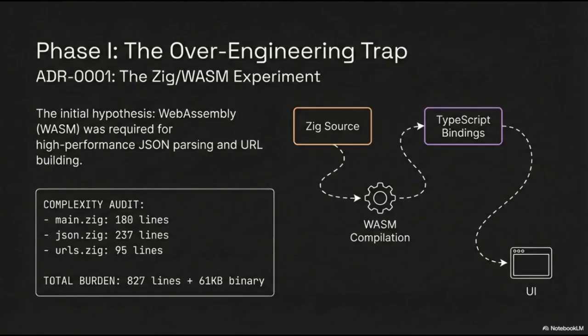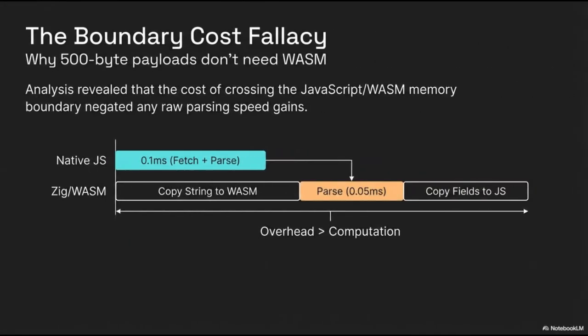As the diagram illustrates, the pipeline required compiling Zig source into WASM and then generating TypeScript bindings before the data could reach the UI. This experiment served as a vital lesson in the significant architectural weight that premature optimization can add to a project. Let's examine the boundary cost fallacy, specifically why small 500-byte payloads often perform better in native JavaScript than in WebAssembly.